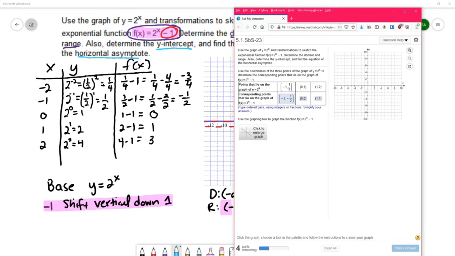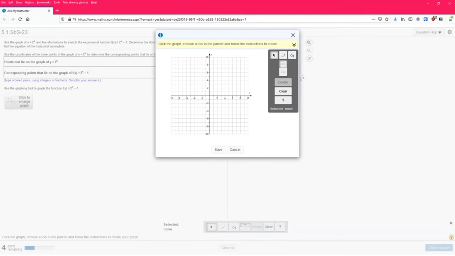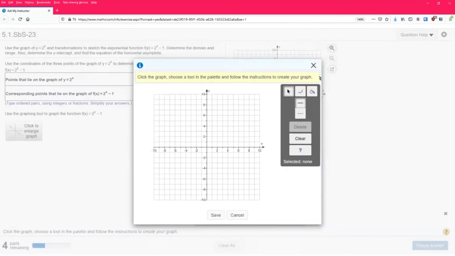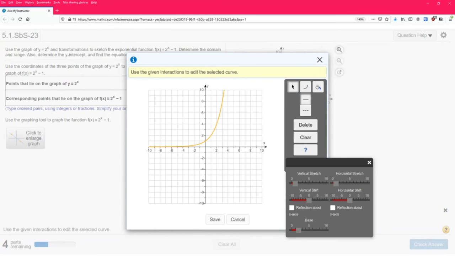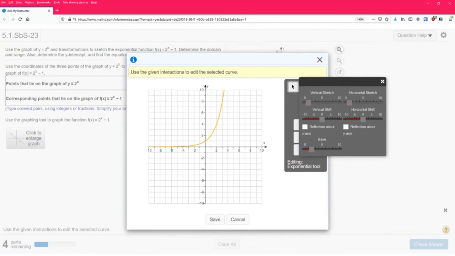And then we want to use the tool in Mymathlab to graph this equation. So I'm going to zoom in on this a little bit so we can see it better. I guess it doesn't get really bigger than that, maybe. There we go. So in order to graph this, I'm going to select the Exponential Tool. And with the Exponential Tool, I think you can click just about anywhere on the graph, and it's going to automatically draw a basic exponential graph. And then this toolbar on the right shows up, and there are a lot of things that we can adjust.